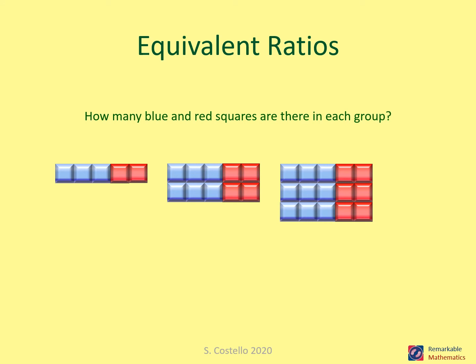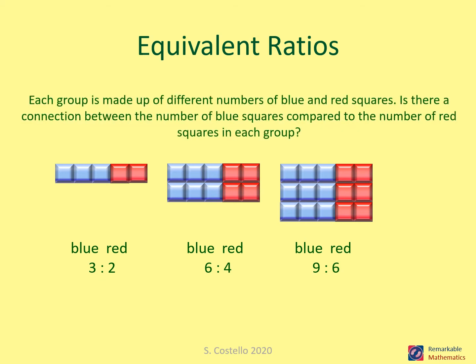How many blue and red squares are there in each group? 3 blue and 2 red, 6 blue and 4 red, and 9 blue and 6 red. Each group is made up of different numbers of blue and red squares. Is there a connection between the number of blue squares compared to the number of red squares in each group?